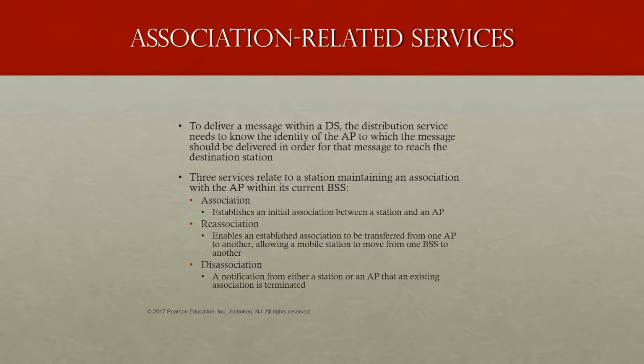Association. Establish an initial association between a station and an AP. Before a station can transmit or receive frames on a wireless LAN, its identity and address must be known. For this purpose, a station must establish an association with an AP within a particular BSS. The AP can then communicate this information to other APs within the ESS to facilitate routing and delivery of addressed frames.